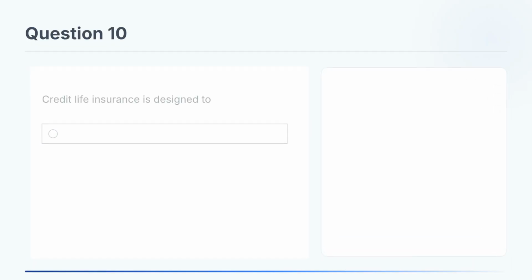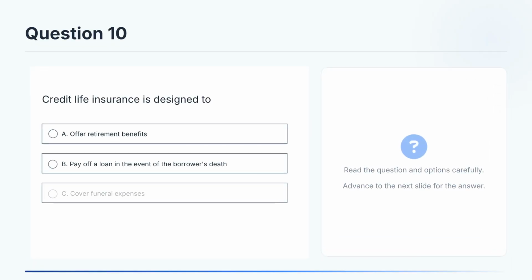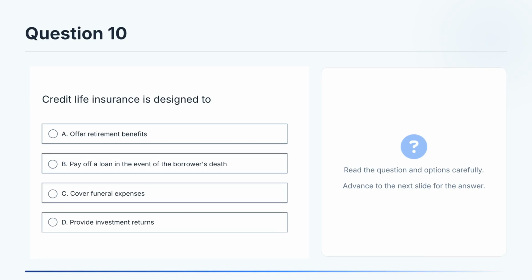Almost halfway there. Question 10. Credit life insurance is designed to A. Offer retirement benefits. B. Pay off a loan in the event of the borrower's death. C. Cover funeral expenses. D. Provide investment returns.